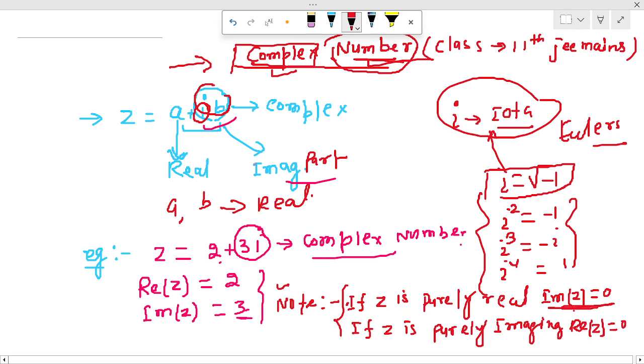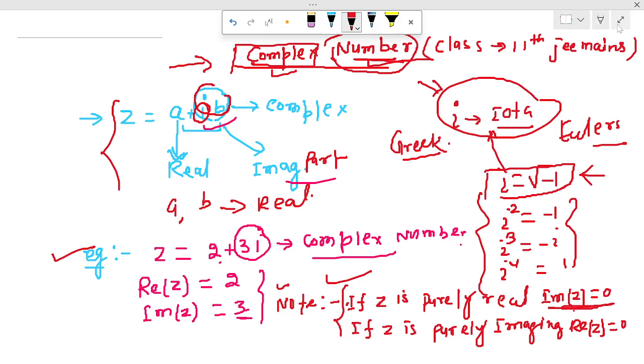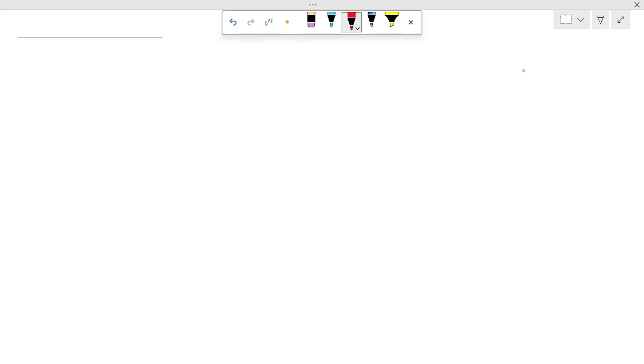So this is the basic definition, an example, and a note on complex numbers. We also studied a little about iota. Iota is a Greek letter, and iota is equal to root over minus one, iota square is minus one, iota cube is minus iota, and iota 4 is equal to 1. This is the basic definition and basic example. Now you can continue this portion.